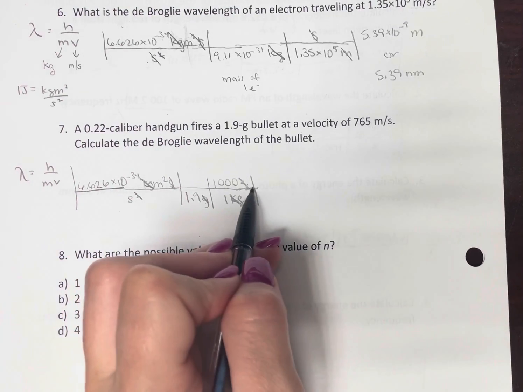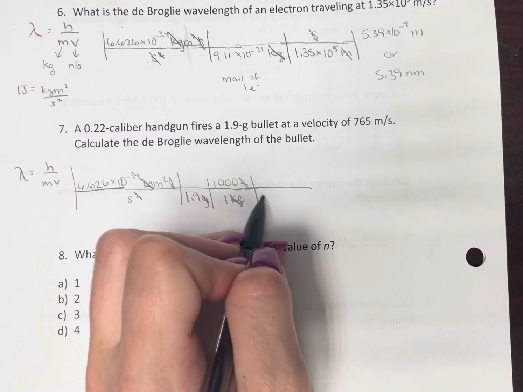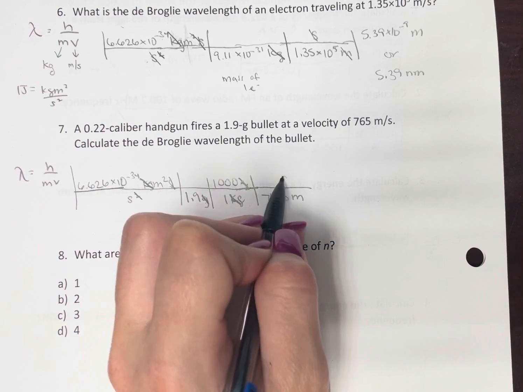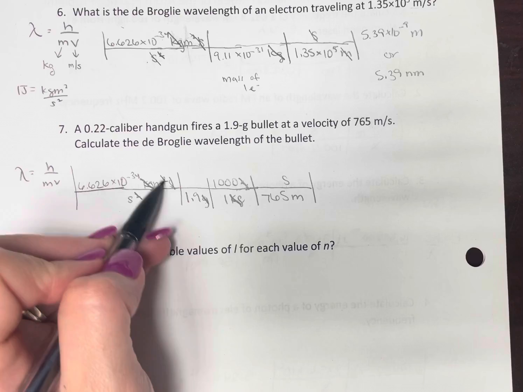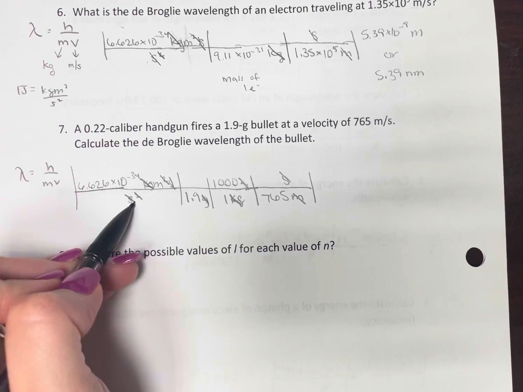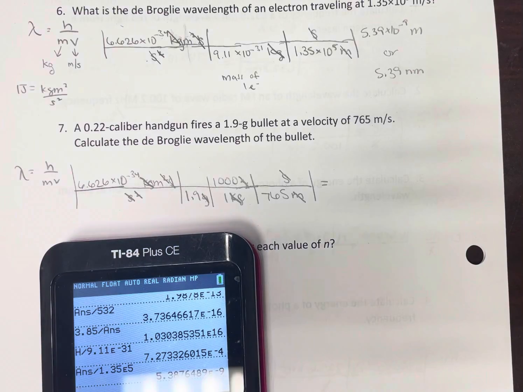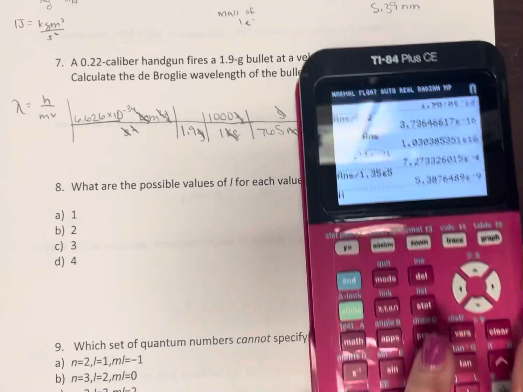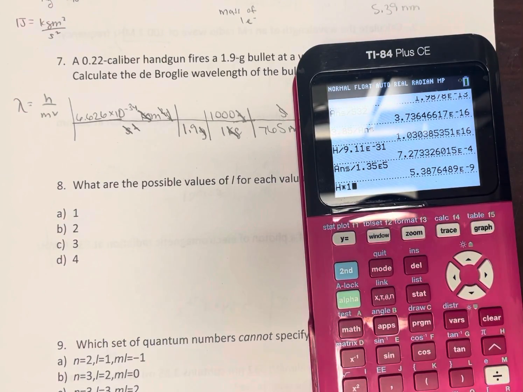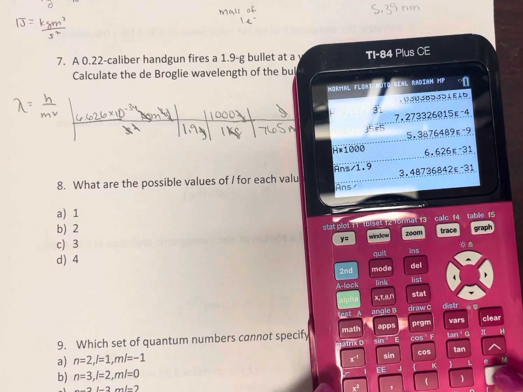Now we need to divide by the velocity, 765 meters per second. The only unit left is meters. So let's take Planck's constant times 1,000, divide by 1.9, and divide by 765.